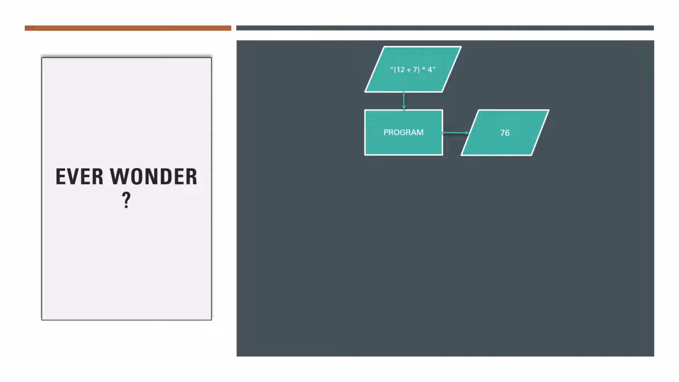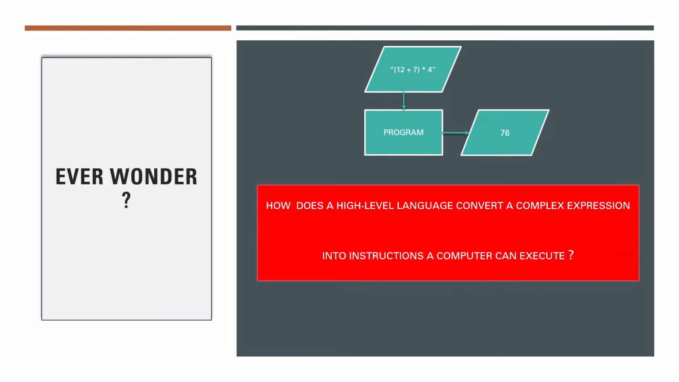Have you ever wondered how you would create a program that takes as input a string containing a numeric expression and then produces the desired result? If you think about it, it's the compiler that would get involved here. If you're working with Python, for example, then it's the interpreter. Have you ever been mystified by how a high-level language could convert a complex expression like this one into instructions a computer can execute? And again, it's the compiler or the interpreter that needs to get involved.